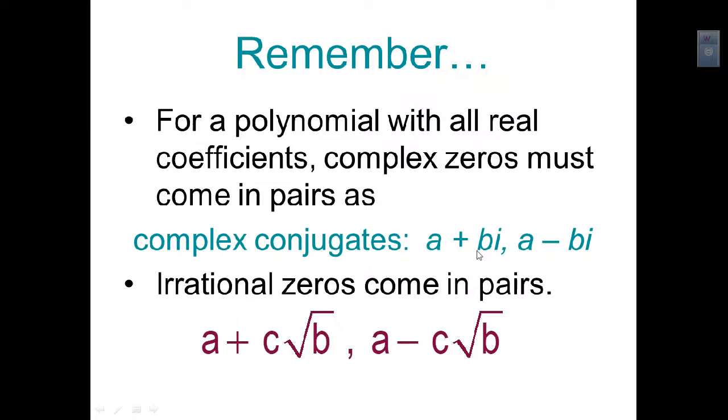Same thing here. If you FOIL this out, guess what? The i goes away. If you FOIL these two out, guess what? The square root goes away. But if you don't have those conjugate pairs, then that doesn't happen. And you end up with an i or a square root in your polynomial, which, once again, we're starting off knowing that the polynomial has all real coefficients.